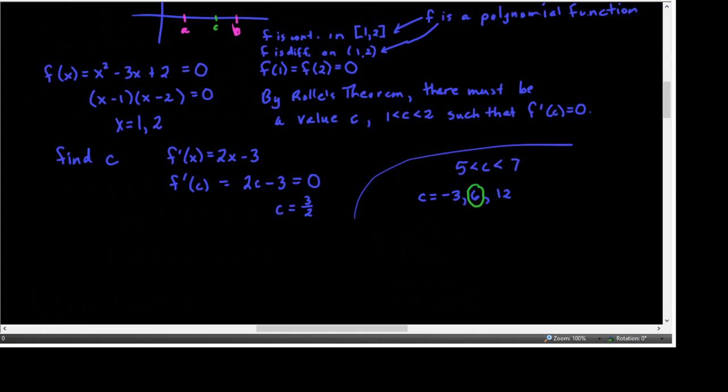Okay. And if you look at a graph of this parabola, you'll notice that its vertex is at 3 halves, and 1 and 2 are the x-intercepts. And so you can tell that there's a horizontal tangent line at that vertex. It makes a whole lot of sense.